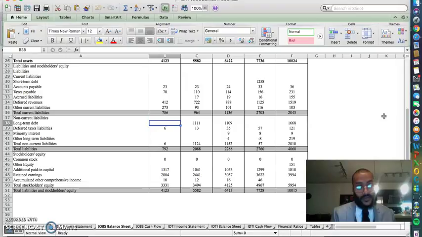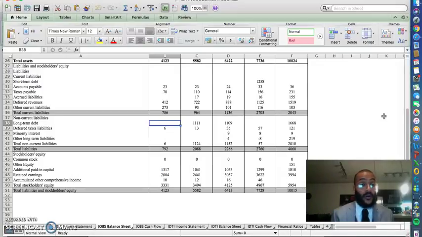Total current liabilities start at 786. It went up to 964. In 2015, it went to 1,136. And then in 2016, it went way up to 2,703. And then it went a little bit down in 2017 to 2,043 total current liabilities.